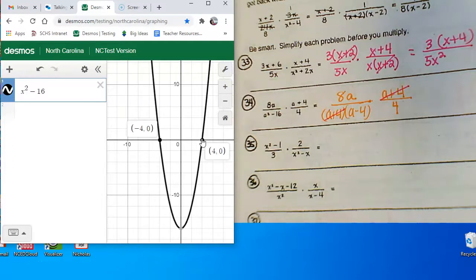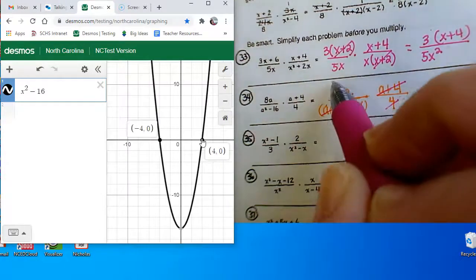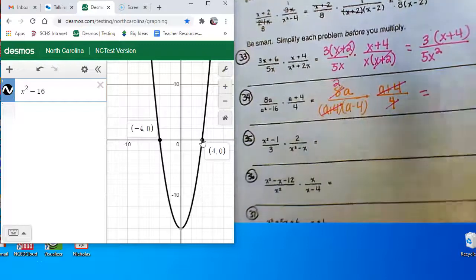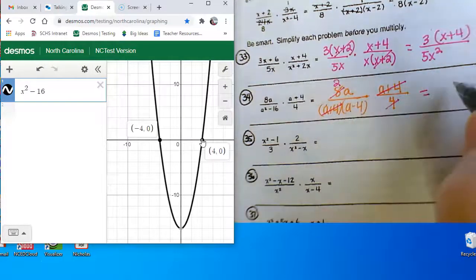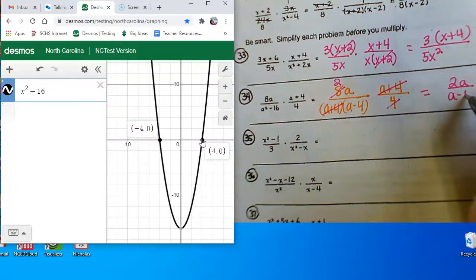I can also reduce the 8 and the 4 because it's not being added. So 4 will go into 8 2 times, so I can get rid of those and put a 2 here. On top, that leaves me a 2 and an a. On the bottom, that leaves me with a minus 4.